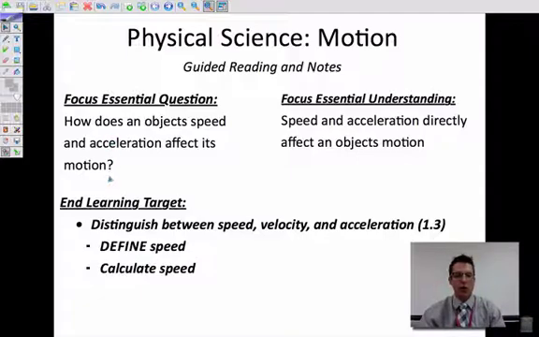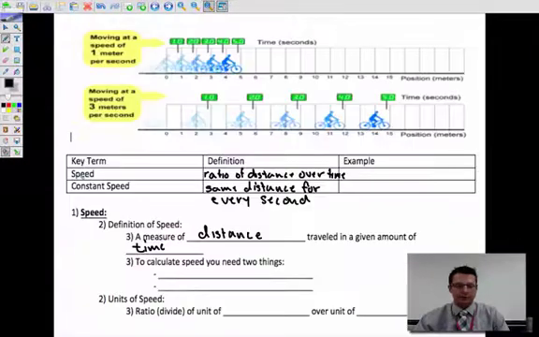Remember our essential question for this section. How does an object's speed and acceleration affect its motion? Simply said, speed and acceleration directly affect an object's motion.